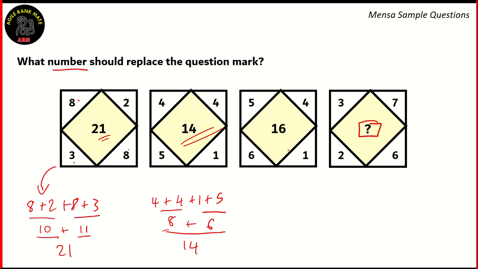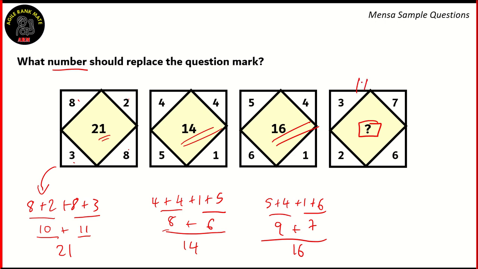Let's also check it for the third figure in order to establish that this is indeed the relation that we should be looking at. So we have 5 plus 4 plus 1 plus 6. So 5 plus 4 gives you 9. 1 plus 6 gives you 7. 9 plus 7 gives you 16. So therefore, the relation where the sum of the outer numbers gives you the inner number is in fact correct.